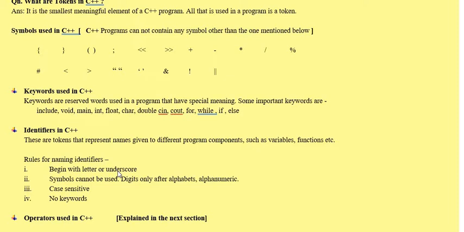Then you have case sensitivity for identifiers. Identifiers will not be the same if one is in uppercase and the other is in lowercase. And keywords can't be used as identifiers.